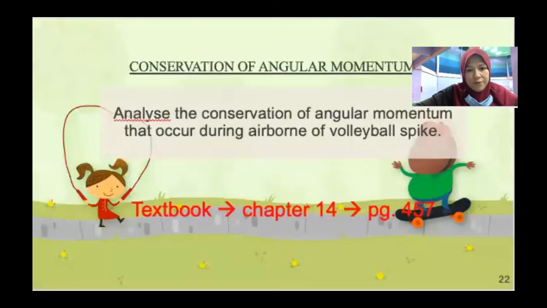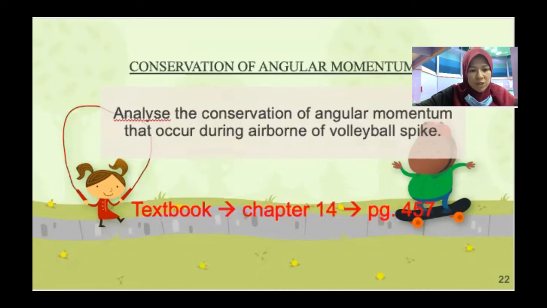Okay, boleh refer kepada chapter 14 dalam textbook, page 457. Okay, wherever gravity is the only acting external force, angular momentum is conserved, and the total angular momentum of a given system remains constant in the absence of external torque. And when the angular momentum is conserved, there is a trade-off between moment of inertia and angular velocity. There are two legs, hip and hitting arm, and also shoulder.